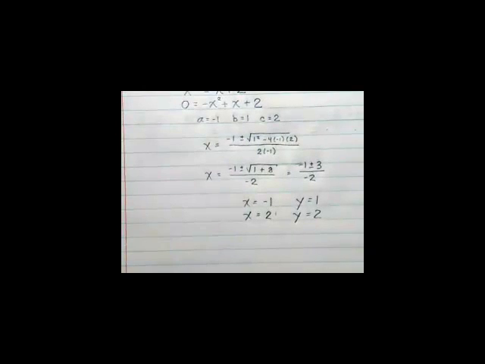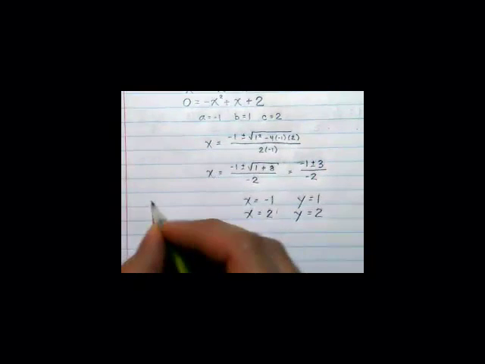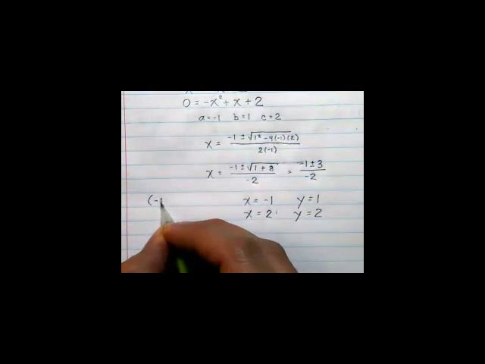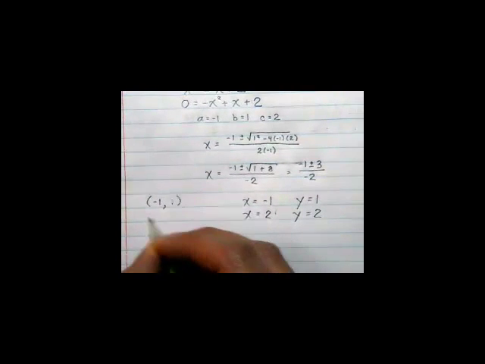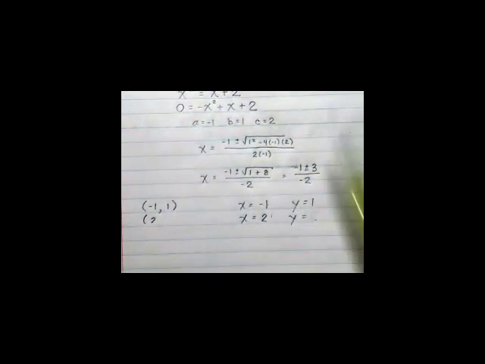And because you have multiple solutions, I'm going to be a little bit more of a hard nose about this. You need to have these written as ordered pairs, because you need to know what x goes with what y and vice versa. So the two solutions would be the point -1, 1, and the point 2, 4.